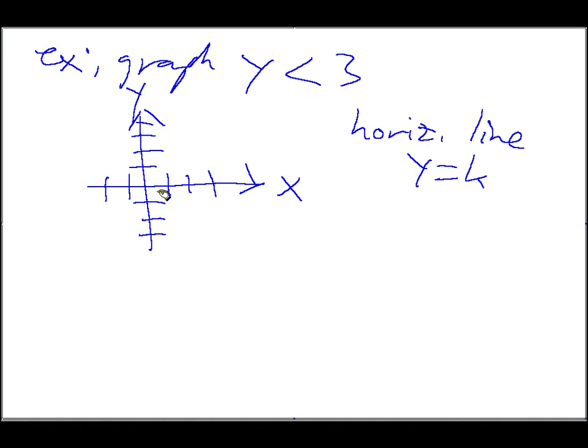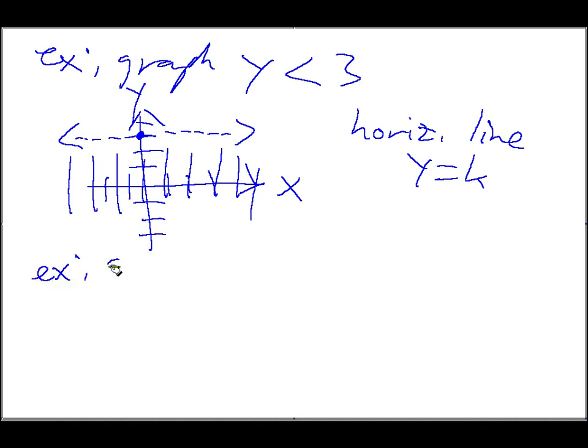Now, where do I go on 3? Well, you go to the y-axis on 3. So you go 1, 2, 3, right there. And then you make a horizontal line, but it's going to be what? A dashed line. So it's going to be a dashed horizontal line. And do you shade above or below? Well, less than means you shade below. Okay, not too bad, all right? How about this one?